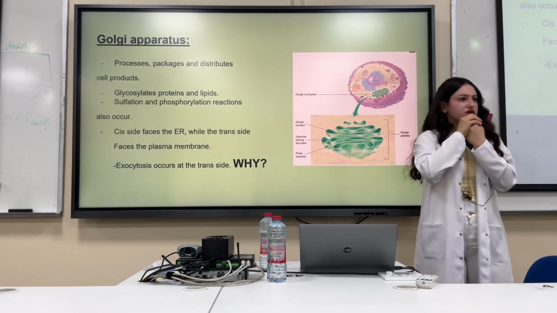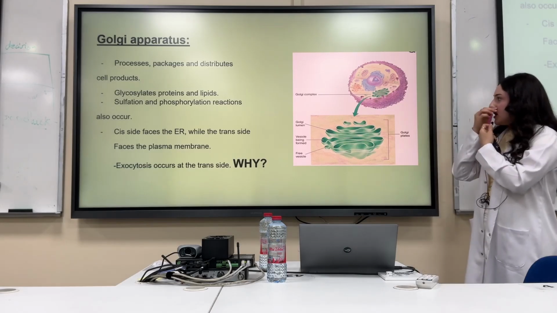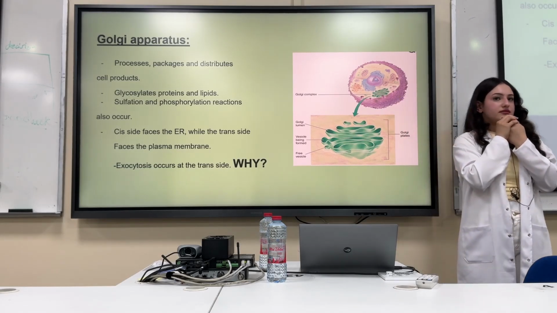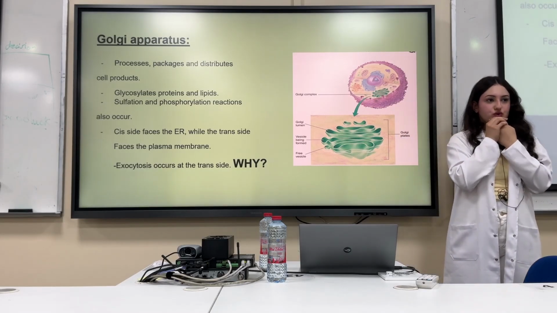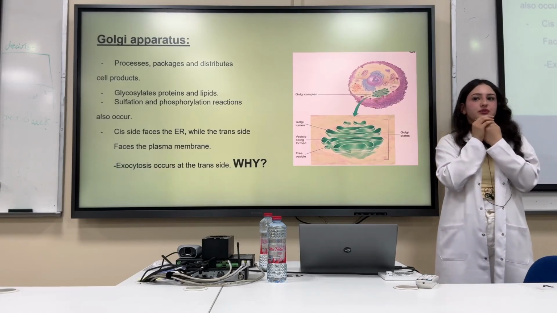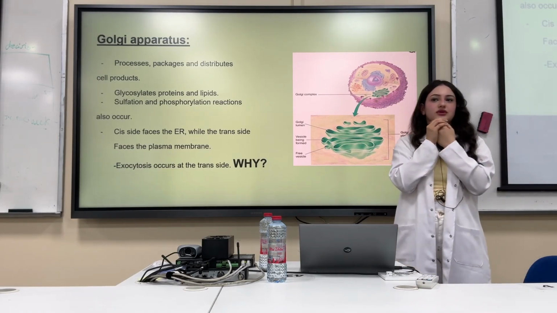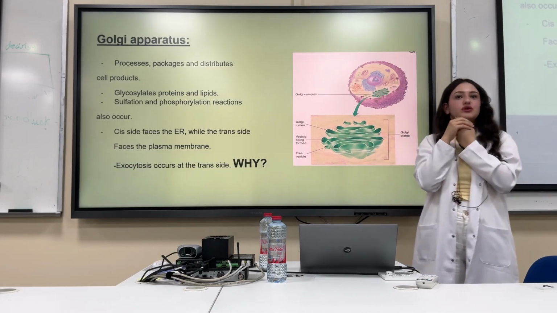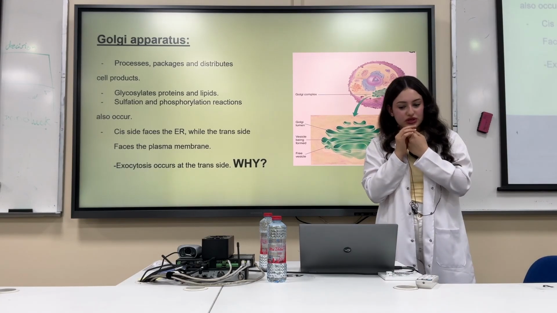Do you guys know what exocytosis is? Right or not? Okay. Why does exocytosis occur at the trans side and not the cis side? Why does exocytosis occur at the trans side, not the cis side of the Golgi apparatus? We're looking. Yeah, it's closer to the plasma membrane, so it gets out quickly. And by this, we reach the end of our questions.